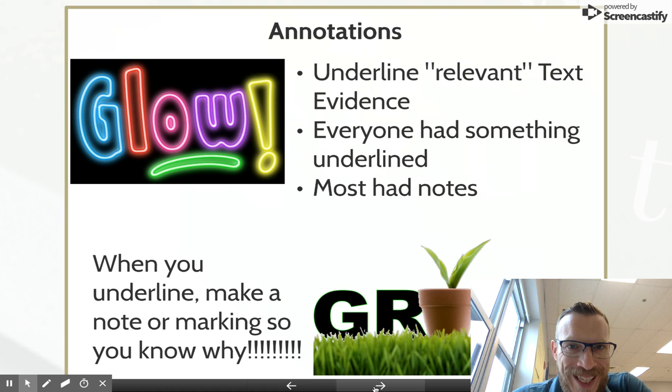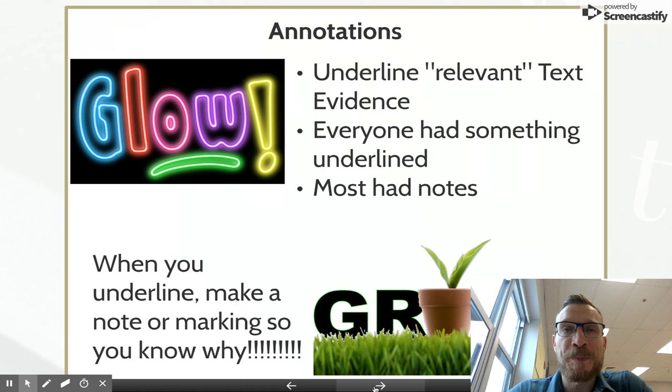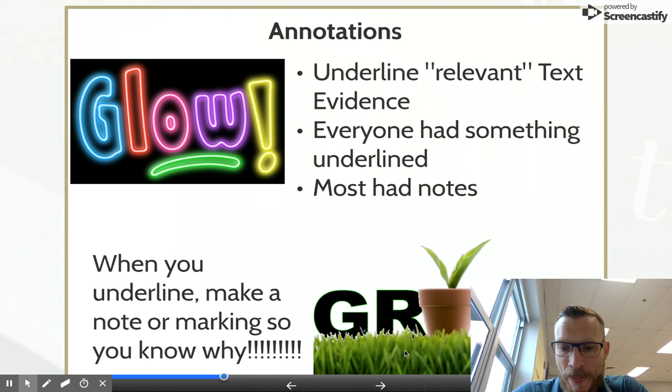The grow. My expectation with annotations is always the same. If you underline or highlight something, you need to make a note or marking. Could be a symbol. Maybe you want to put a question mark for something you don't understand, or an exclamation point for something you agree with. Annotations ultimately have to be personal, but I need to understand that you are being metacognitive, or thinking about the thinking around what you are reading. Okay? So in order to get full credit when I grade annotations, I'm looking for a note or a symbol or marking that makes sense with what you are underlining.